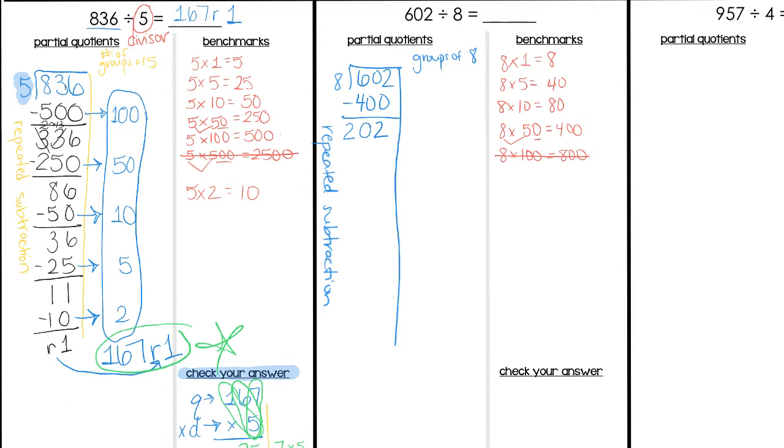I'm going to try 8 times 20 because I want a bigger number than 80. 8 times 20, 8 times 2 is 16, and then a 0 at the end. Yeah, I could take away 160. Could I do 8 times 30? 8 times 3 is 24, and then a 0 at the end. No, that is way too big. So I'm going to take away 160.